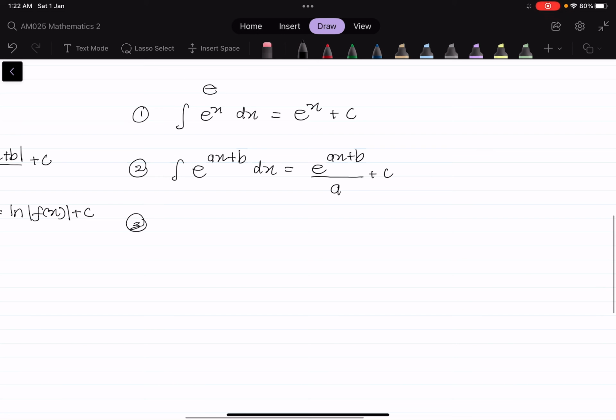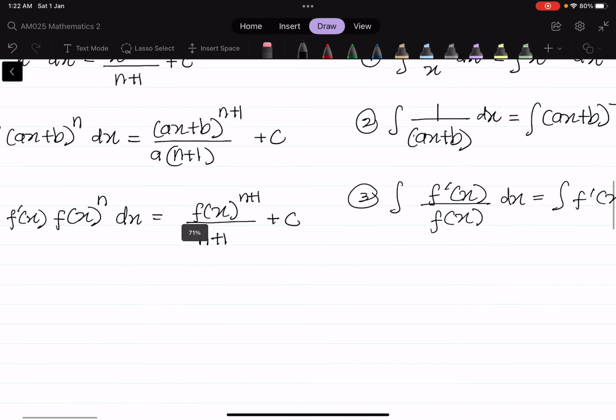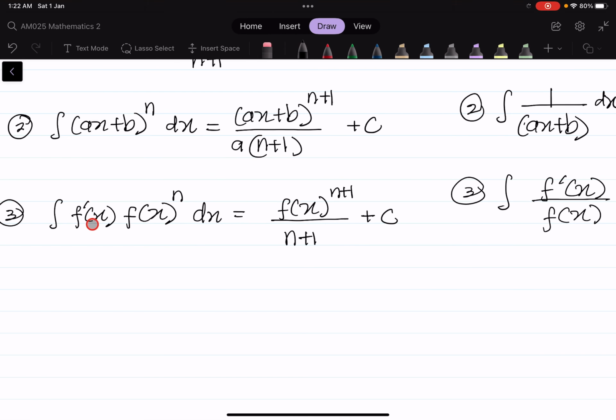What if the function is differentiable and we have e to the power of f(x)? If we integrate with respect to x, then easy, just copy down e to the power of f(x). There will be cases where this function is not differentiable, then you need to do something.